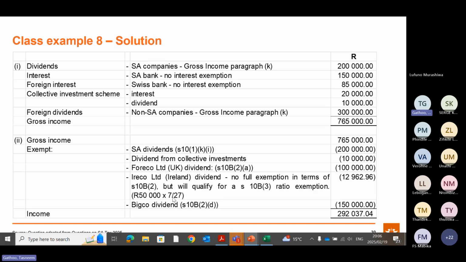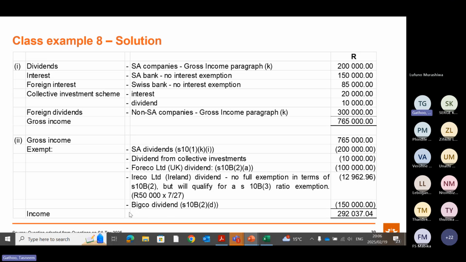Then remember, the 7/27 was included in the tax rates and allowances guide that you will get. It's just important to know when to use it. In this case, because the foreign dividend was paid to a company, we use the 7/27. If it was paid to a natural person, you'd use the 25/45.